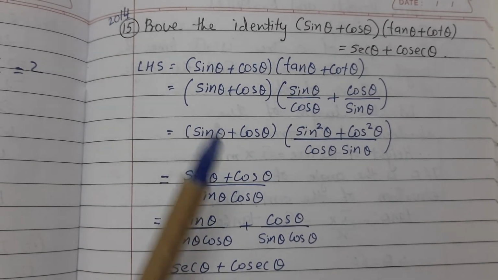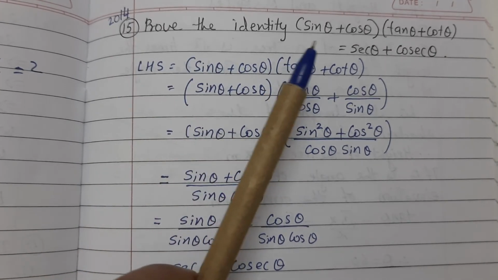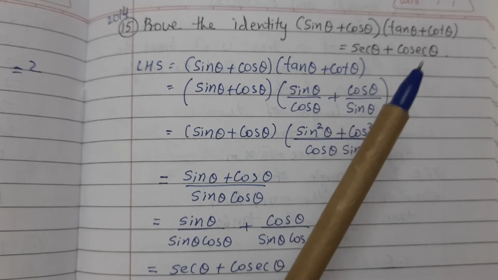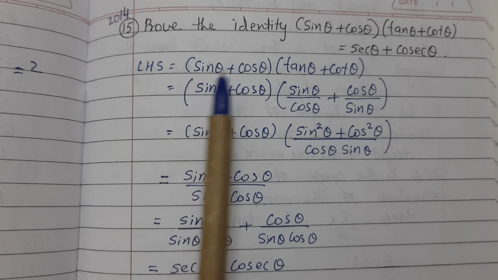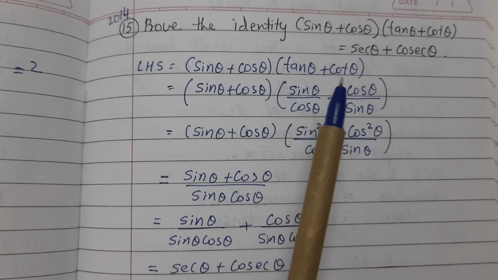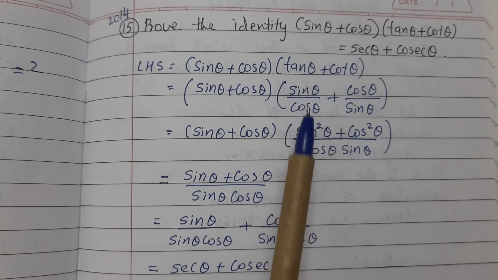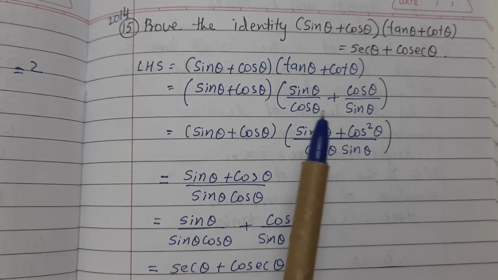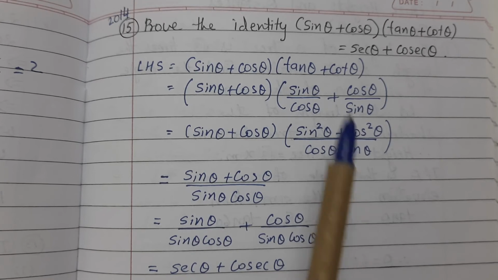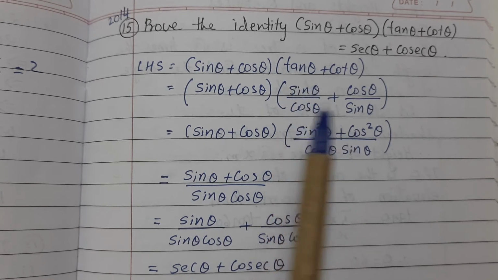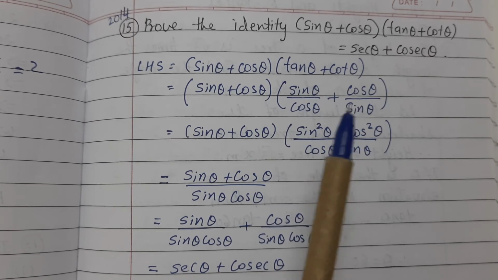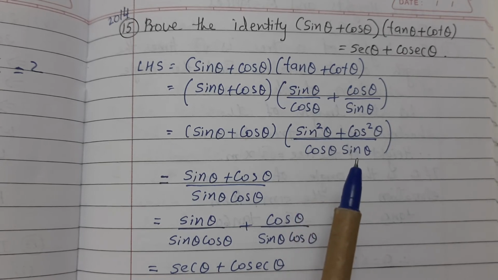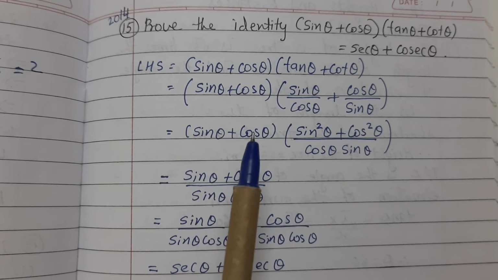Sum number 15. Prove the identity (sin theta plus cos theta) into (tan theta plus cot theta) is equal to sec theta plus cosec theta. Left hand side is equal to (sin theta plus cos theta) into (tan theta plus cot theta). Tan theta is sin theta upon cos theta. Cot theta is cos theta upon sin theta. Therefore, LCM of the denominator is sin theta into cos theta. This term multiply and divide by sin theta. This term multiply and divide by cos theta. We get sin square theta plus cos square theta upon cos theta sin theta, into sin theta plus cos theta.